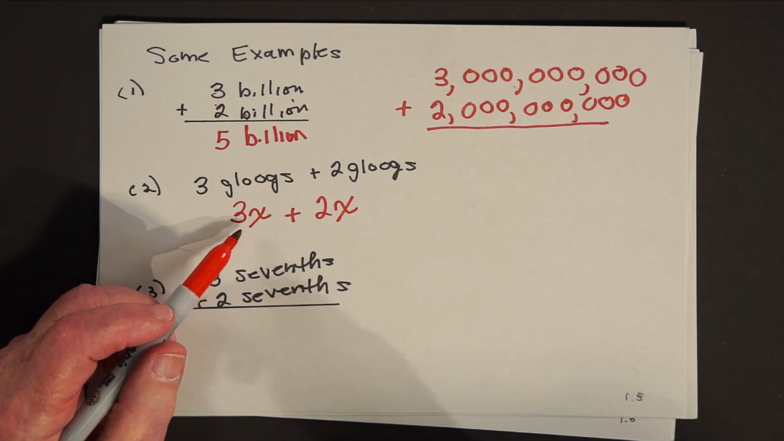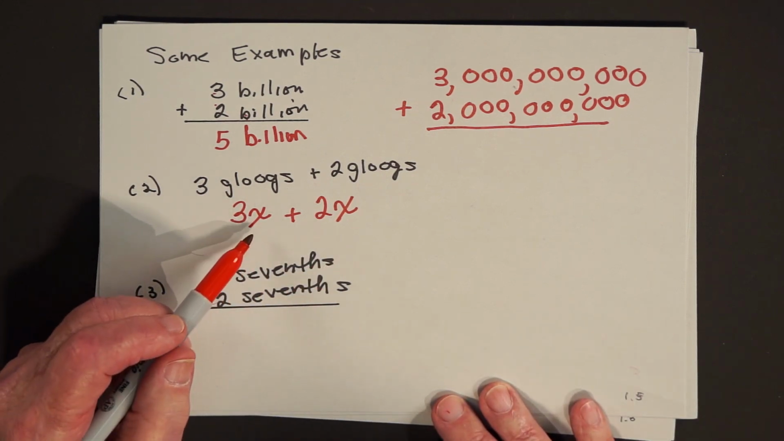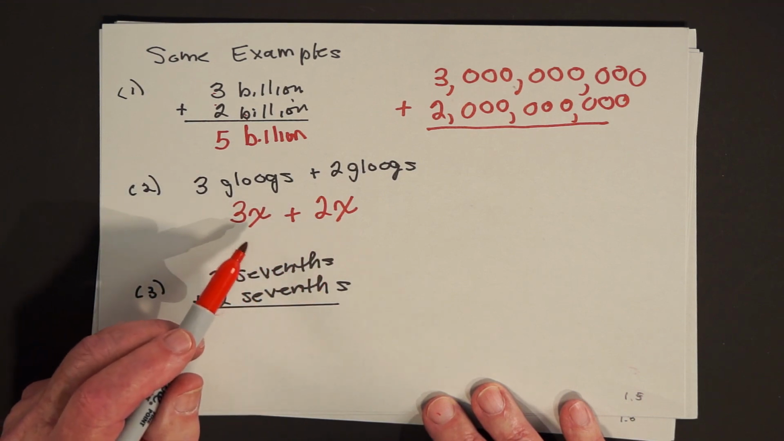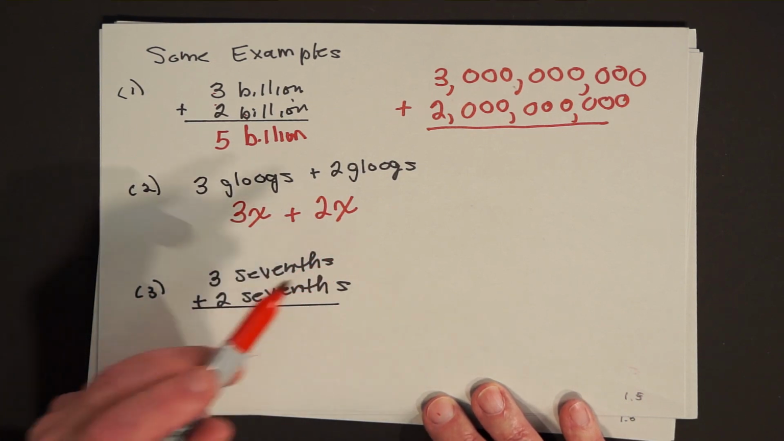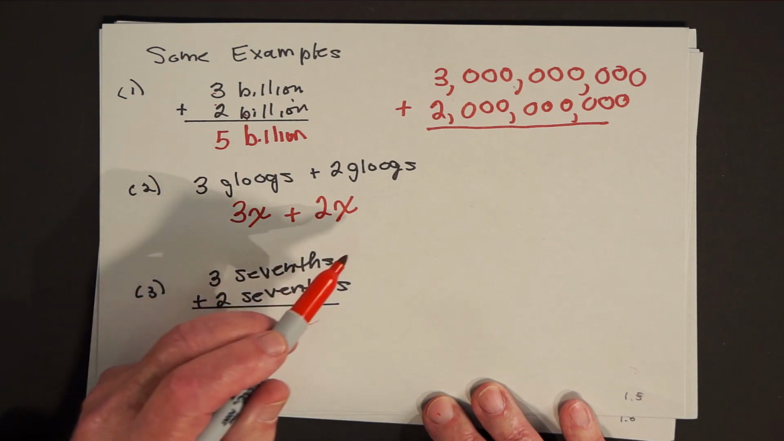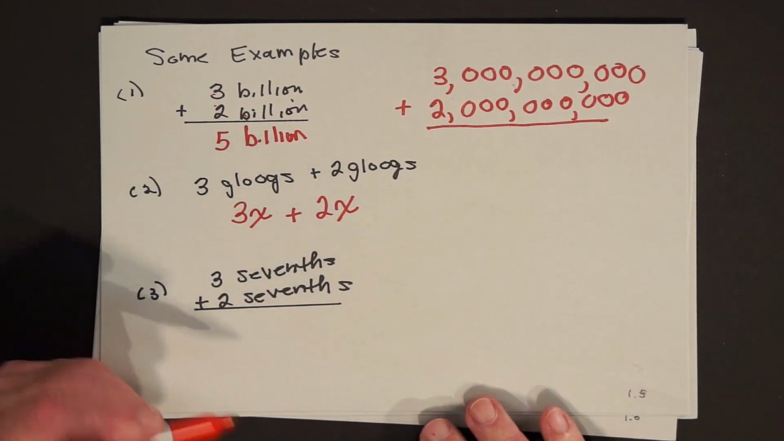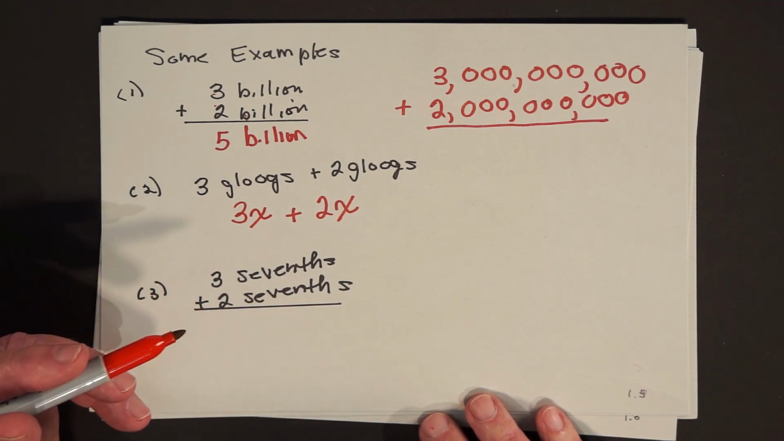Of course, the value of 3x plus 2x depends on what the value of x is. In other words, this will have different numerical values for different values of x, but the point is that 3x plus 2x is 5x. 3 of anything plus 2 of the same thing is 5 of the same thing.